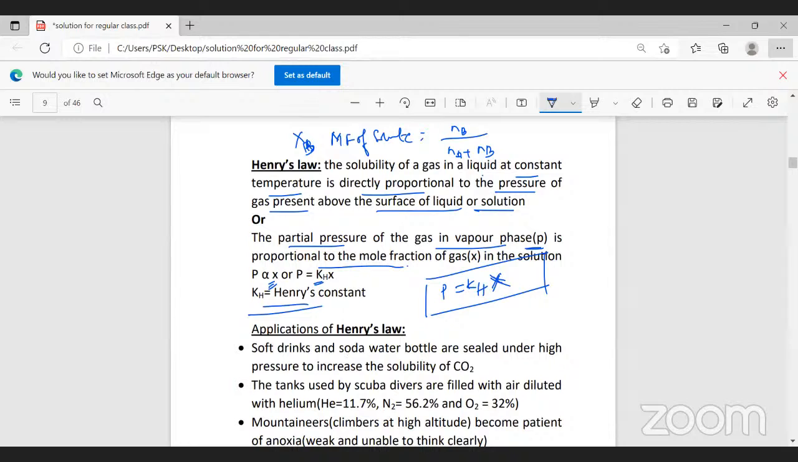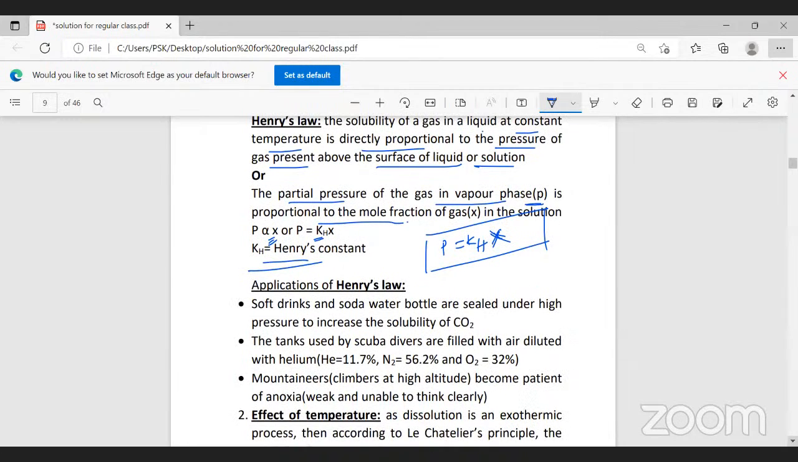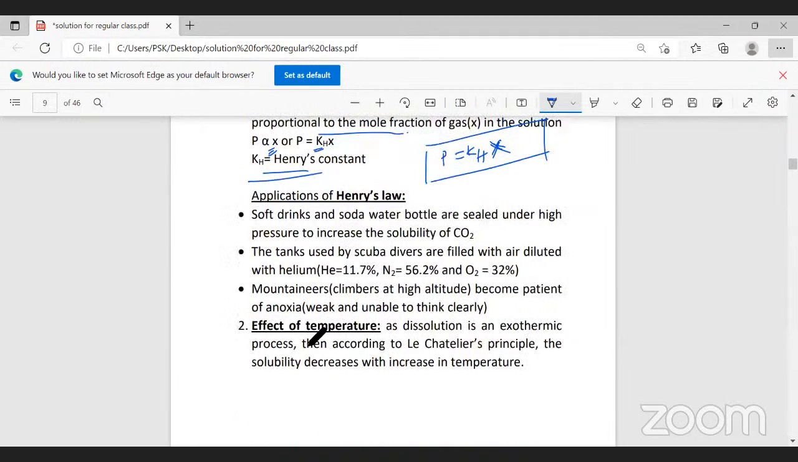All right, so applications of Henry's law. These applications-based questions will be there in your regular exam as well as in competitive exams. Soft drinks and soda water bottles are sealed under high pressure to increase the solubility of carbon dioxide. If carbon dioxide is passed at low pressure, what will happen? Carbon dioxide will escape. Therefore, to prepare soft drinks and soda water, carbon dioxide is passed into water under pressure, so the solubility of carbon dioxide increases.